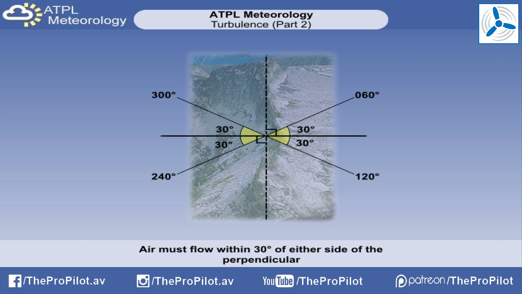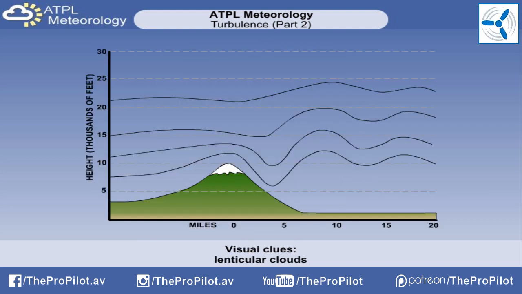The diagram shows an example of a mountain range aligned north-south. The direction of airflow that's needed to help create the mountain wave must either be from the left, between 240 degrees and 300 degrees, or from the right, between 060 degrees and 120 degrees. When all these conditions are met, the mountain wave will be created.